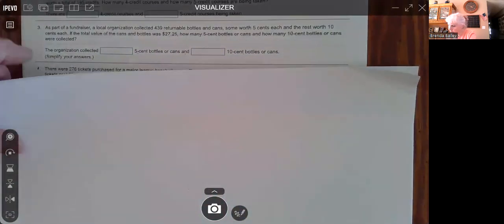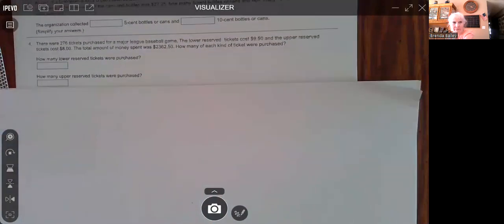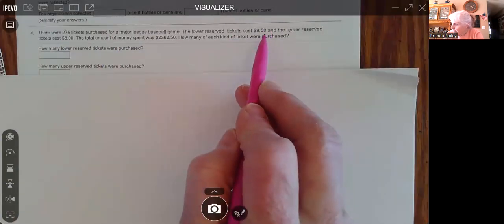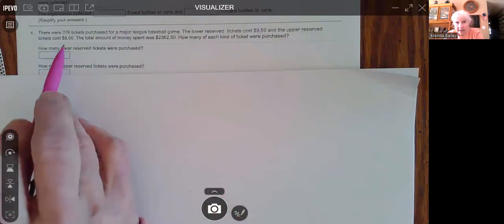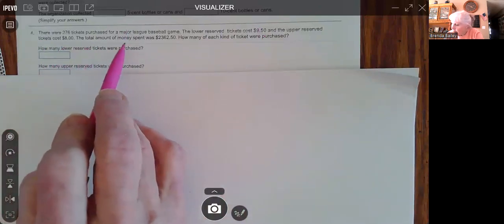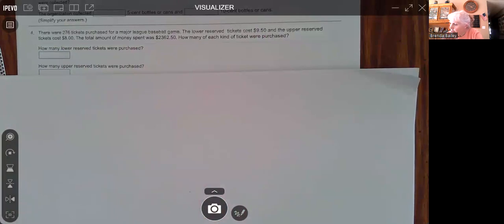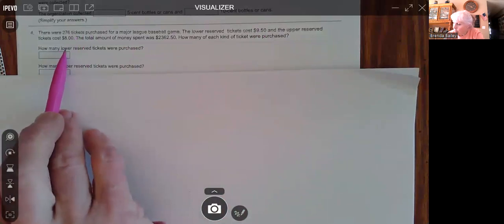Let's look at number 4 and see what we think. Okay, there were 276 tickets purchased for a Major League Baseball game. The lower reserve tickets cost $9.50, and the upper reserve tickets cost $8. The total amount of money spent was $2,362.50. How much of each kind of ticket were purchased? So they want to know how many lower reserved.